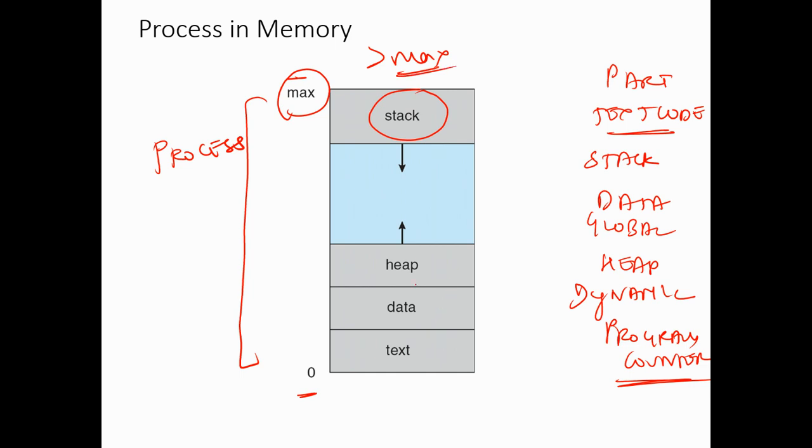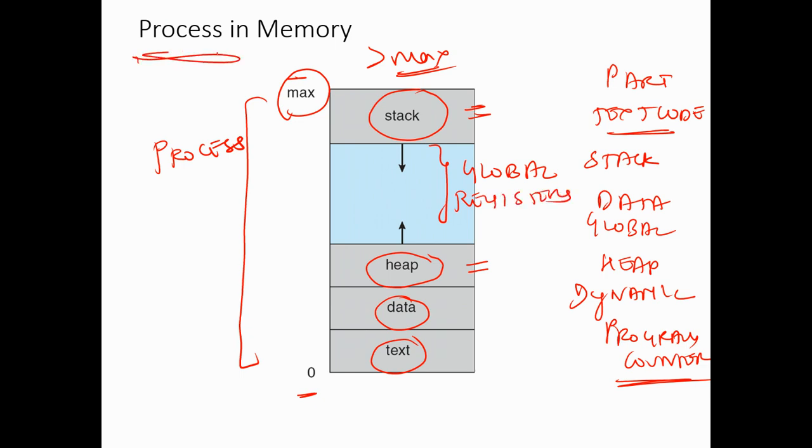And you have a stack for function declarations, for storing your function parameters and local variables, a heap for your dynamic memory allocation, the data which is needed, the text code which is needed, and this is for your global variables or program counters. Any other registers you have to use, you can use the space. So this is how the process is seen inside the memory.